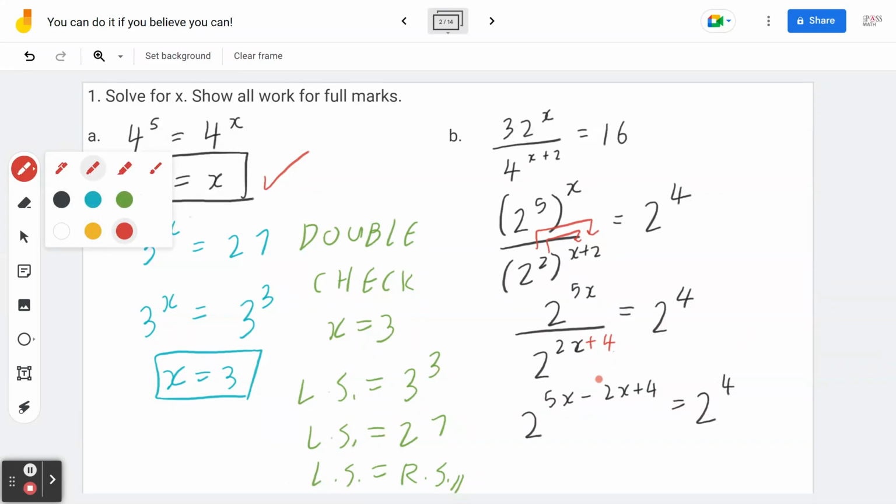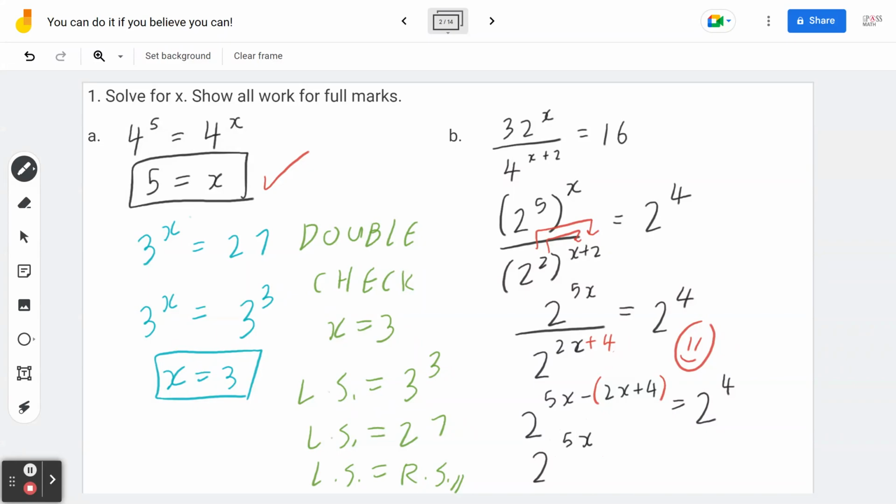Don't forget brackets. Go back, put the brackets. Now you're on the right track. So if we continue, that's going to be 2 to the power of 5x minus (2x plus 4), which equals 2 to the power of 4. The difficult part is now over. When you have the same base, you can equate the exponents.